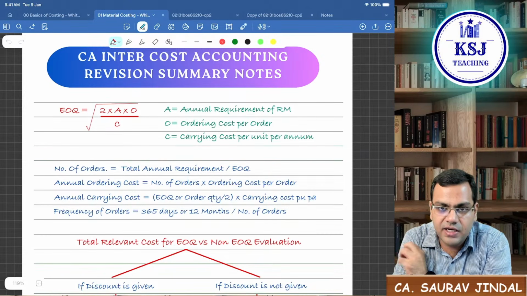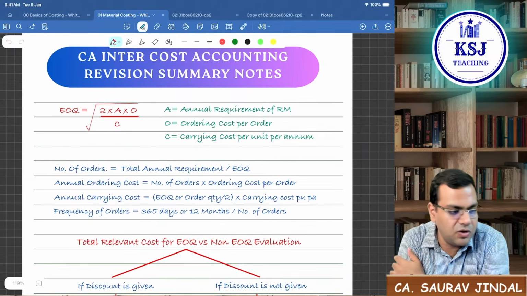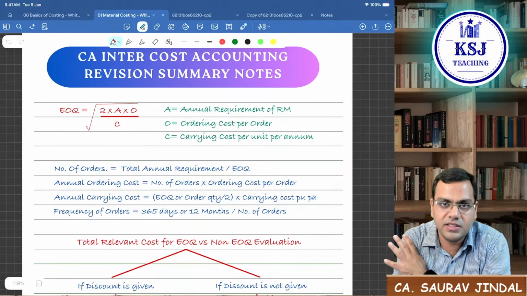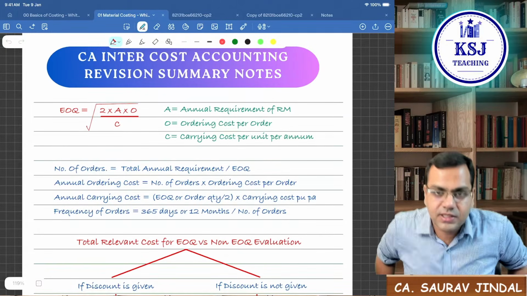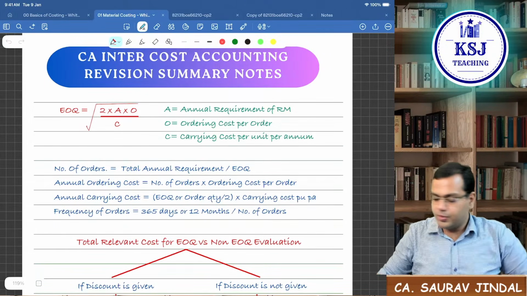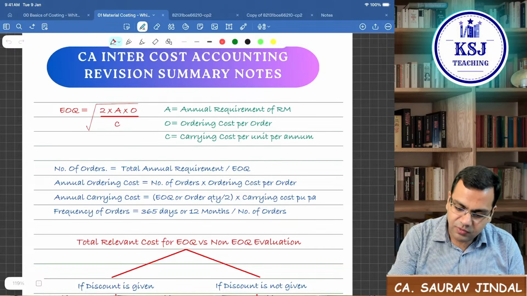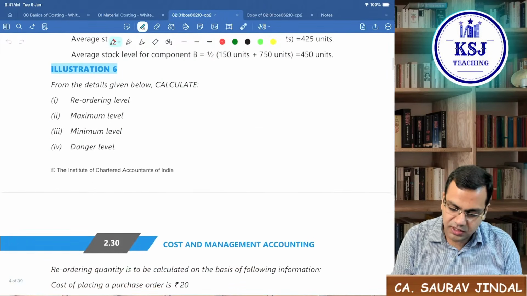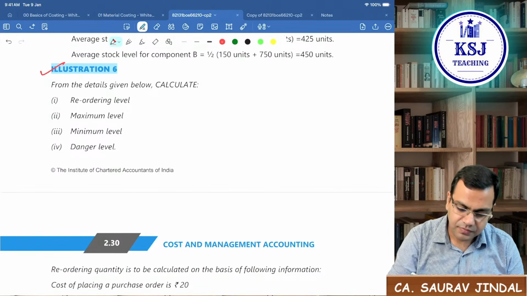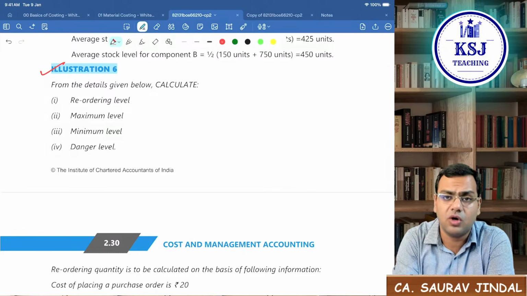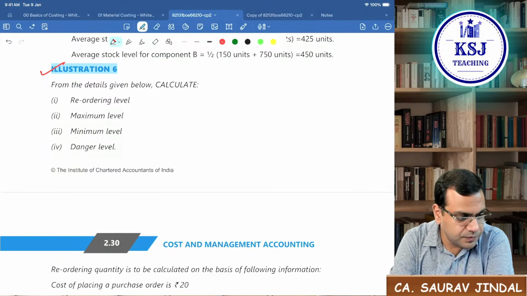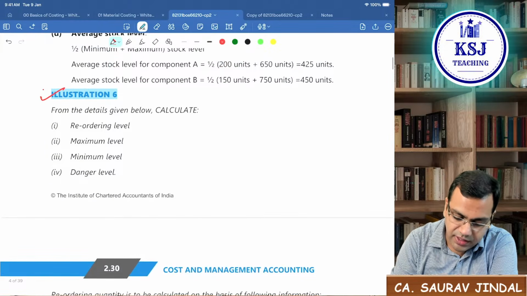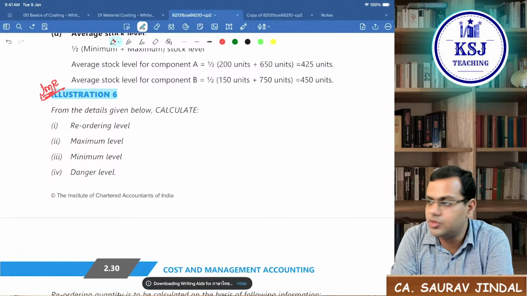If you have any doubts in yesterday's session, please let me know first. Any doubts in yesterday's session? Yesterday we ended at EOQ. We discussed the levels of inventory and EOQ. Today we'll start with Illustration number 6 on levels of inventory and EOQ. This is an important illustration from the examination point of view.